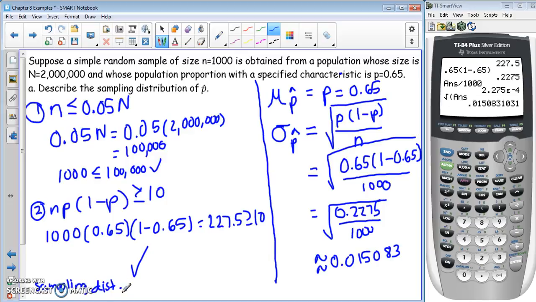So we have that our sampling distribution of p hat is approximately normal with mean of 0.65 and standard deviation of 0.015083. So let's continue on and do some problems.